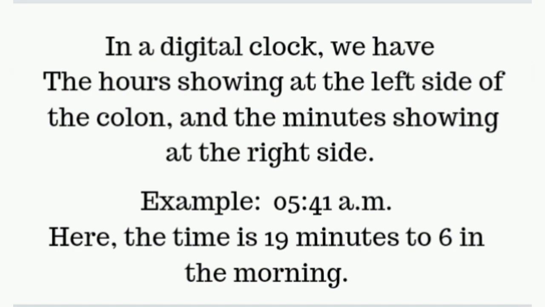05:41 a.m. Here the time is 19 minutes to 6. 05 shows the hours. 41 shows the minutes. Alright, so here the long hand is between 8 and 9. Remember, 8 is 40. So it's just on the next dot after 8. So if you count from there to 12, we will have 19 minutes to 6.